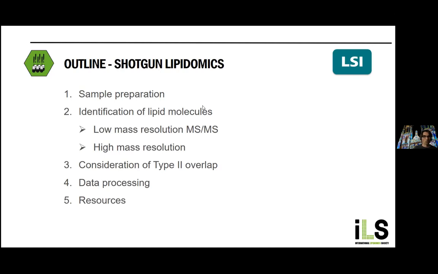I would love to discuss sample preparation first with you, and then identification of lipid molecules. You heard already several things about that. There's a difference maybe between low and high mass resolution analyzers. And a very important point to get to accurate and really correct annotations: you have to consider the type 2 overlap. I will show you that in a minute. Shortly, data processing and some resources for general lipidomics.